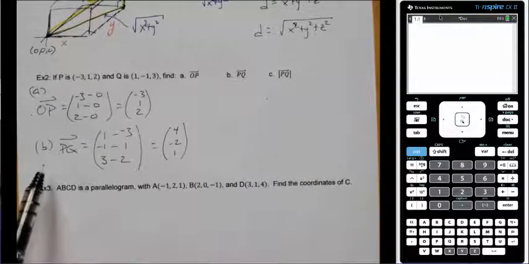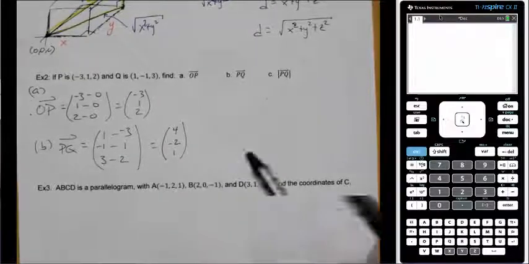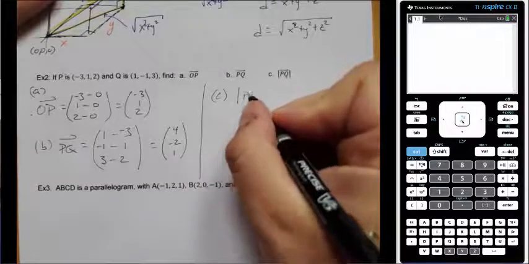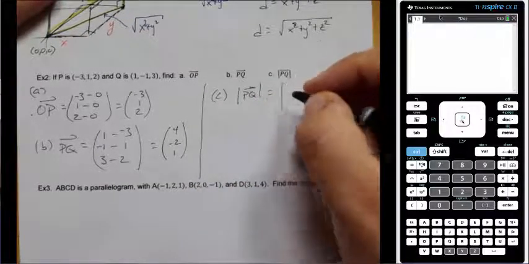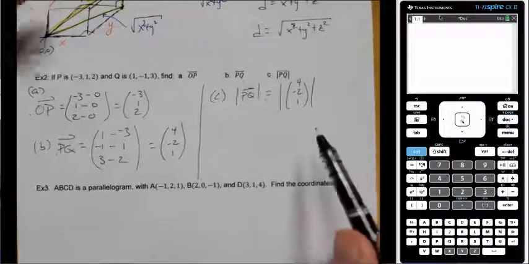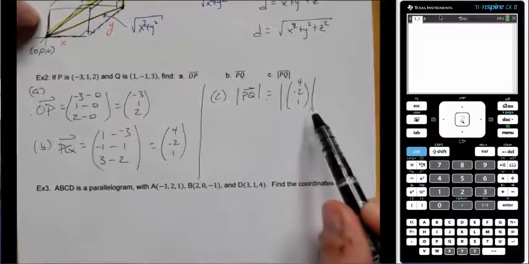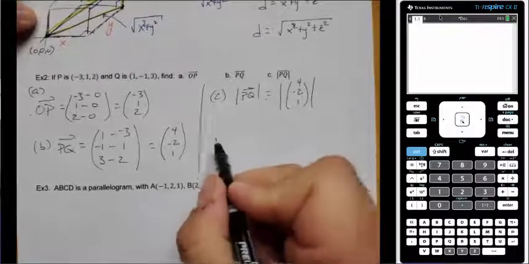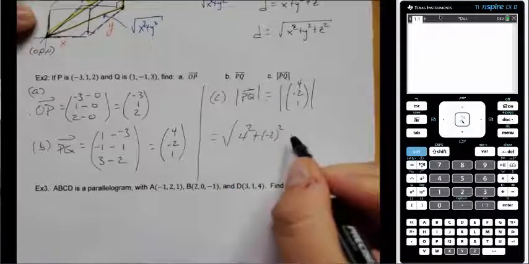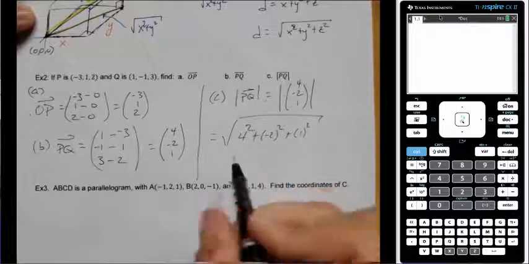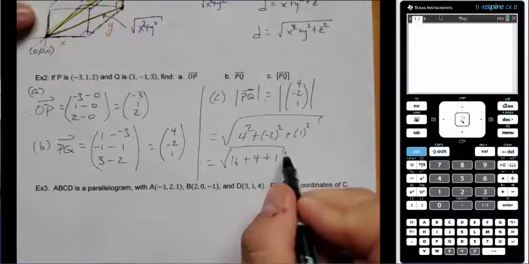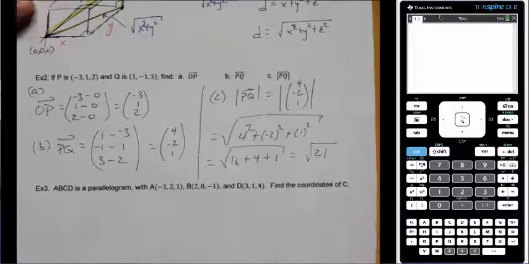And lastly, if we want to find the length of vector PQ, that's the length of 4, -2, 1. The length function is just the Pythagorean theorem, with all three of these terms. So that would be the square root of 4 squared plus -2 squared plus 1 squared, which is 16 plus 4 plus 1, which is the square root of 21.